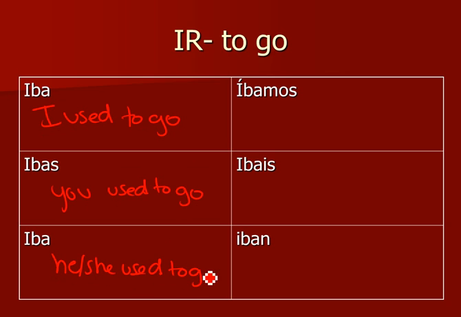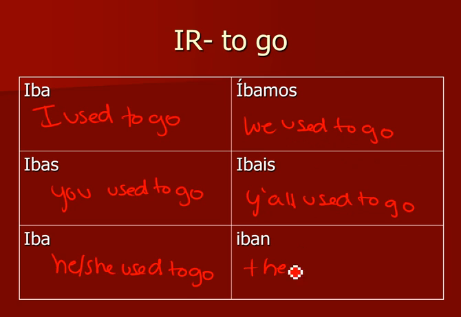Remember when I say you formal, I'm thinking you're talking to your principal or somebody that's older than you, you're showing respect. Íbamos, we used to go. Ibais, y'all used to go. And iban, they used to go. Or you guys used to go. So notice again, the only accent is the we form, íbamos. So far, in our last irregular and this irregular, the only accent is in the we form.